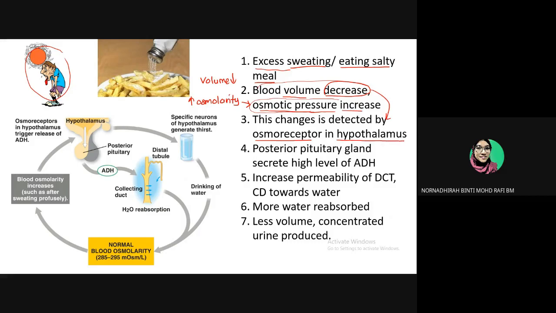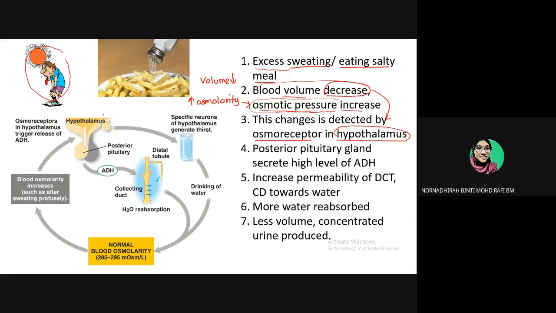So the changes in the osmotic pressure and the blood volume here will be detected by the osmoreceptor which is in hypothalamus. Di mana hypothalamus? Di dalam brain kita, dia bahagian bawah. Kalau kepala kita, dia bahagian bawah sikit, dekat dengan area macam medula oblongata. Tapi dia part yang berbeza, tapi dia berdekatan.